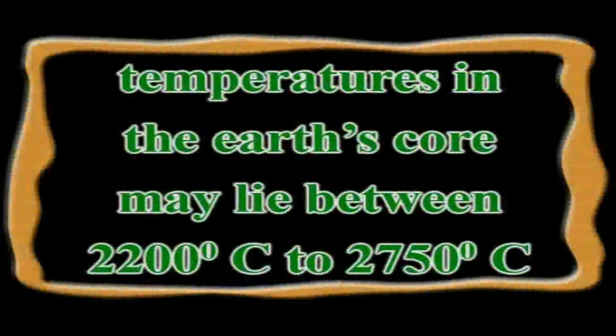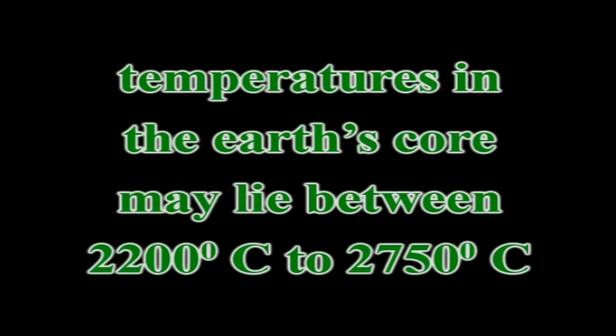Further, it is also believed that the temperatures in the Earth's crust may be between 2200 to 2750 degrees centigrade. The core's pressures are as high as 3 to 4 million times the pressure of the atmosphere at sea level. As we have already seen at different depths, there is no need to go into the details of that again.